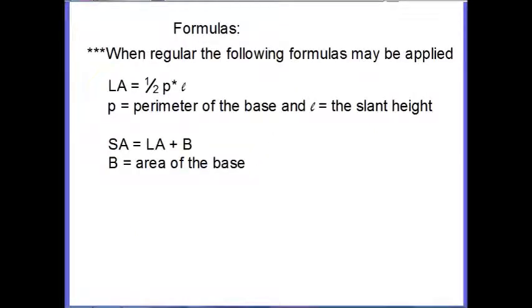So now we have some formulas associated with pyramids. These formulas can only be applied when our pyramid is regular, in other words, it has a regular base. The lateral area is 1/2 p times a little lowercase cursive l, where p stands for the perimeter of the base, and that little cursive l stands for the slant height. The surface area is the lateral area plus the area of the base. Again, it's important that you only apply these when you have regular polygons: equilateral triangles, squares, regular hexagons, regular octagons, and so forth.